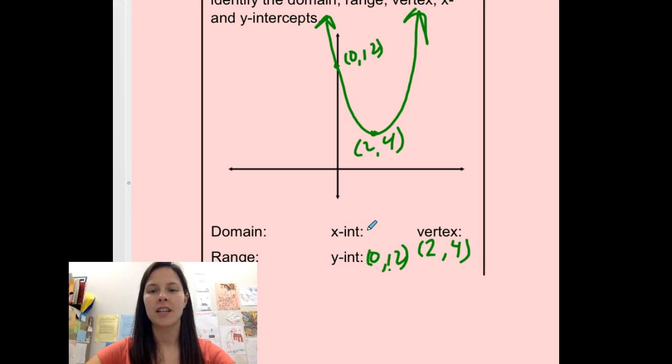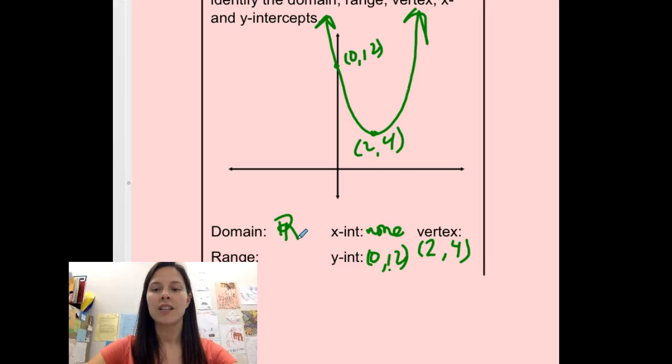For our x-intercepts, we are looking for where the graph crosses the x-axis. In our case, the vertex is above the x-axis and the graph opens up. Our graph never crosses the x-axis, so we have no x-intercepts. Domain for quadratic functions, you can square all real numbers. So for every quadratic function, our domain will be all real numbers. Range, again, comes from the y-coordinate of the vertex. Our graph is opening up, so our y values are greater than or equal to the y-coordinate of our vertex.